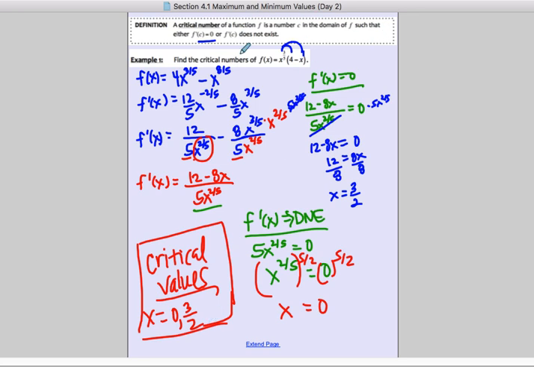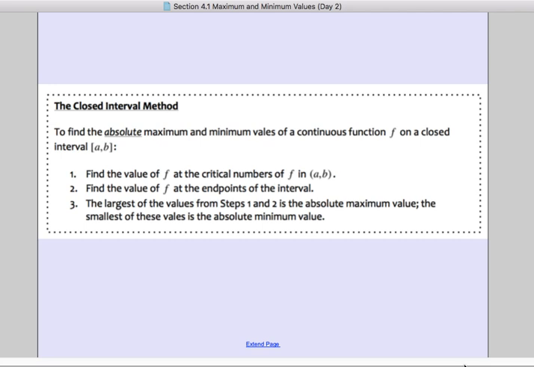So critical numbers, critical values, same thing, but take your first derivative, set it equal to 0, and also where does your first derivative not exist.